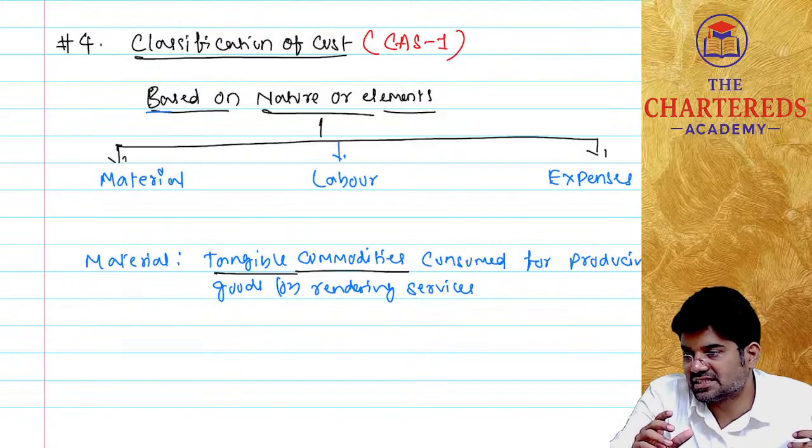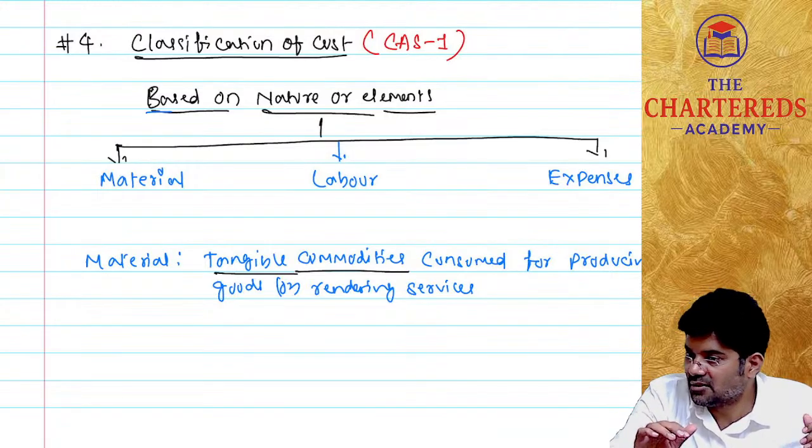Any taxes like GST, if input tax credit is available, we should not include, otherwise we can include.